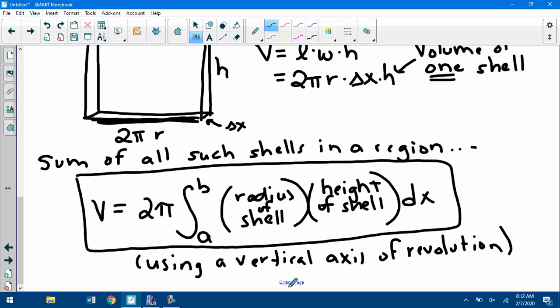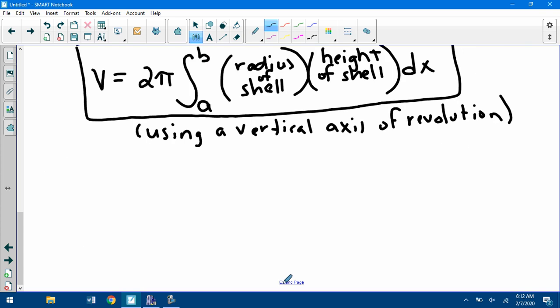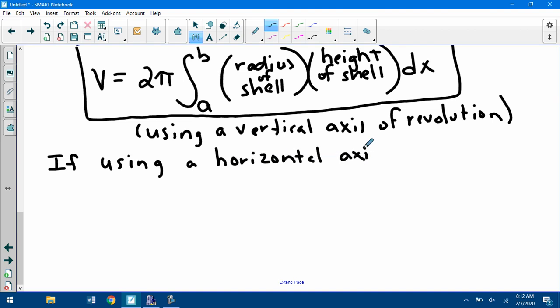Okay, last thing I'm going to say about this before we do some examples. If using a horizontal axis of revolution, like the x-axis or something like that, the shell method would use y-bounds.